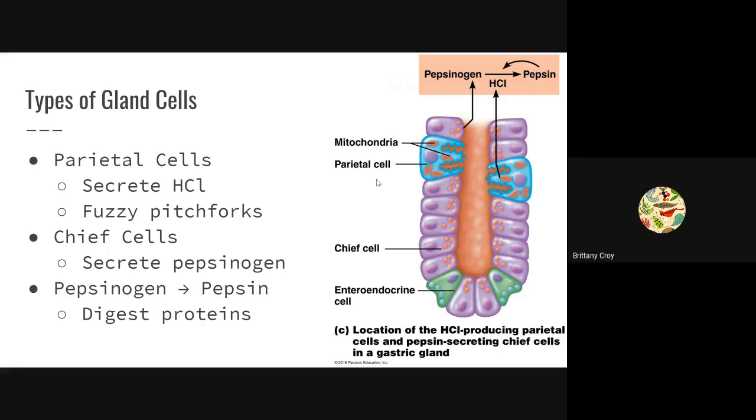Why do you think it's important that the protein is secreted in its inactive form? Because if it was active in here, it would digest the cell itself. So, how does the lining of the stomach keep itself from getting digested? It has a mucosal barrier, a really thick layer of mucus with bicarbonate ions that's able to neutralize the acidity.